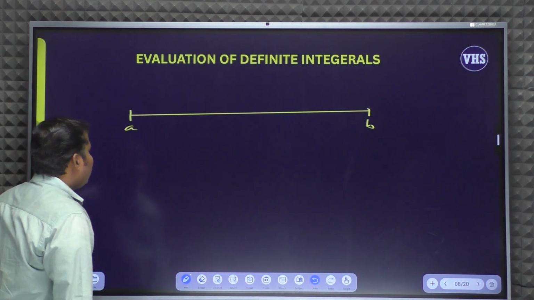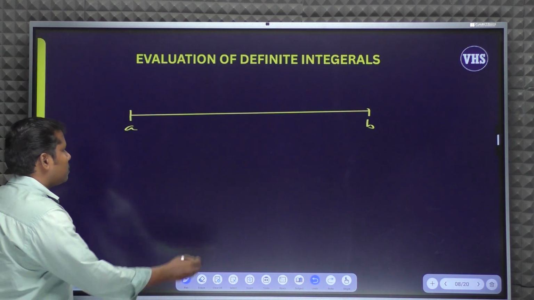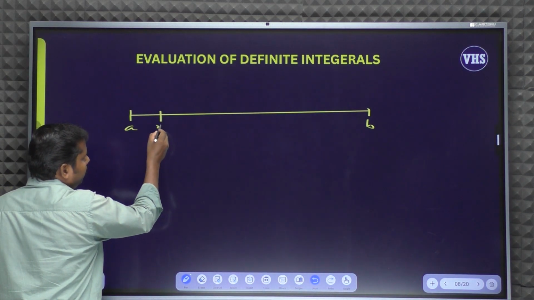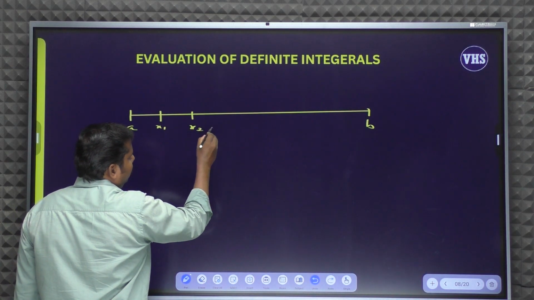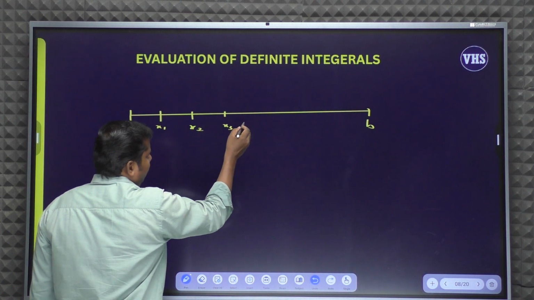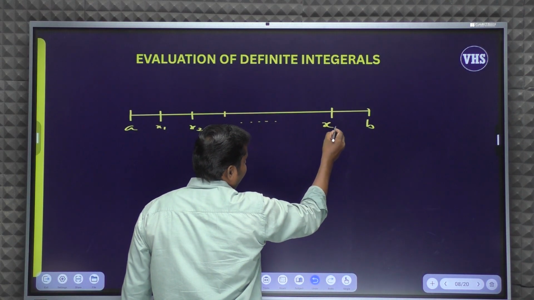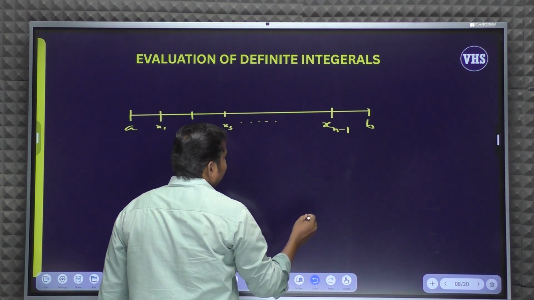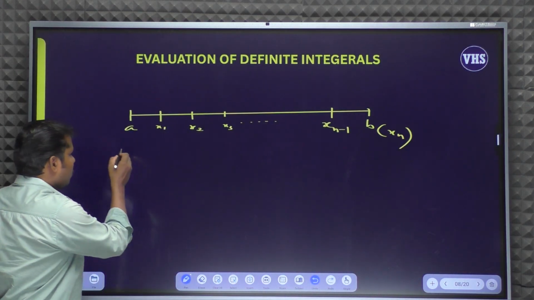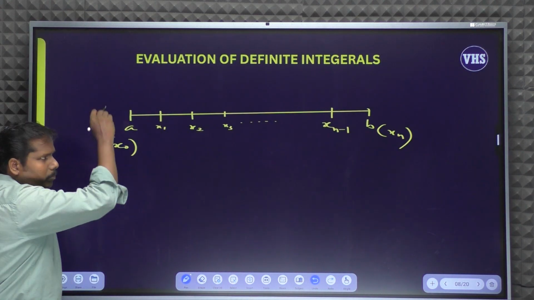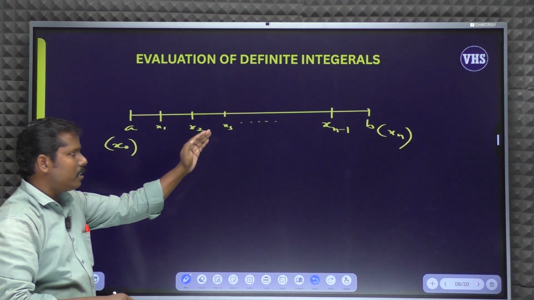Okay. Next, let us divide this interval into n subintervals like this. Here I take the point x1. Then I take the point x2 here. Then x3 here. And proceed so on. Here you are getting x suffix n minus 1. And this is our xn. Initial point is x0. Final point is xn. The intermediate points are x1, x2, x3, etc.